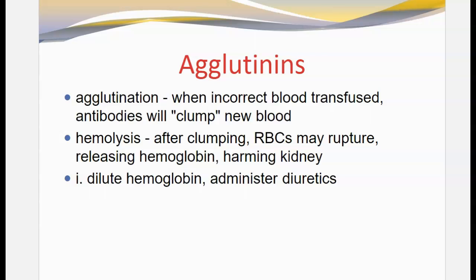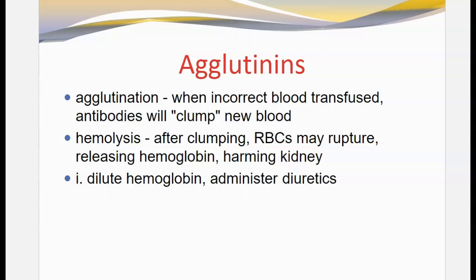When the opposite type shows up, you get this clumping, this agglutination. If a person who is type A was to be given type B, you would get these clotting forms, these clumps, this agglutination. And over time, that would then cause the red blood cells to rupture.